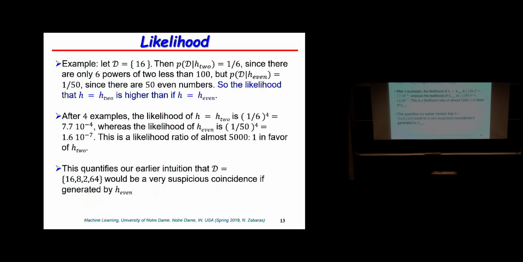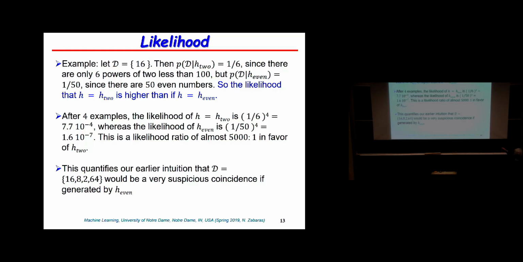So let's, for example, take the case of data that is only the number 16. If we take the hypothesis that these are powers of 2, the probability is 1 over 6, because there are only 6 powers of 2 less than 100. Now, if you take the hypothesis that it is even, there are 50 numbers, so the probability is 1 over 50. And in this case, we only have 1 data point.